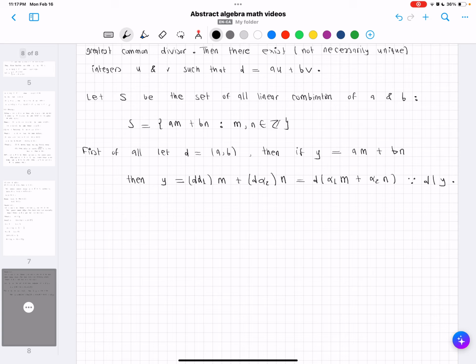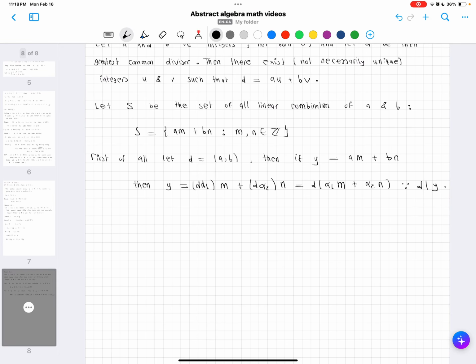What I will show here is that the minimal positive element of S is actually d. That's very interesting because it tells you that d generates the whole set S. First we show that S has positive elements to invoke the well-ordering axiom.